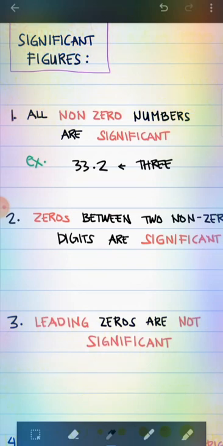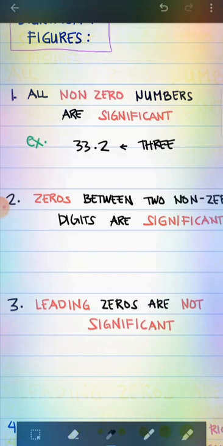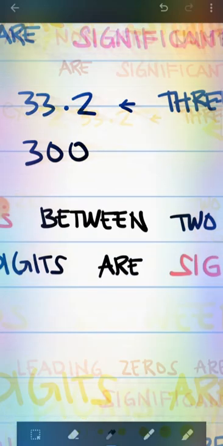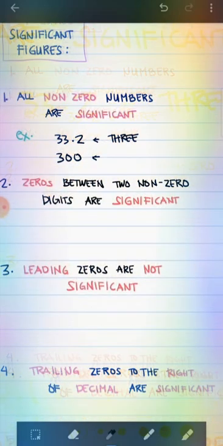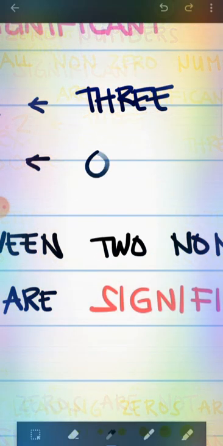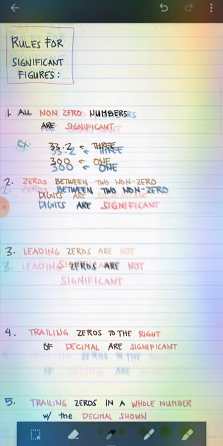So if a number is 0, by rule number 1, it is not significant. But if the number has no 0, all of them are significant. Let's say the opposite of it is 300. As we can see, there is 1 non-zero and 2 zeros. And thus, this 300 will only have 1 significant figure. So that's per rule number 1. Rule number 2.